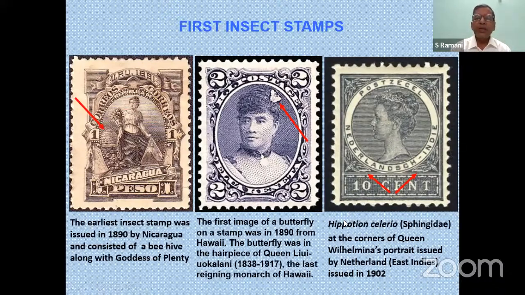Sometime in 1902, actually, the first stamp where the insect could actually be recognized, though the name is not there on the stamp, but the name could be recognized as Cephonodes hylas, a sphingid moth, at the corners of Queen Wilhelmina's portrait, which was issued by the Netherlands in 1902. So these were the first stamps that came with insects featuring on them.